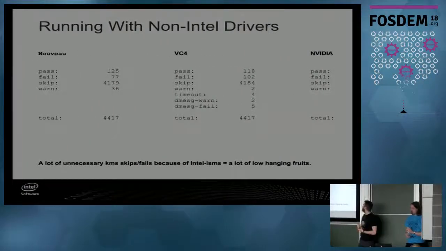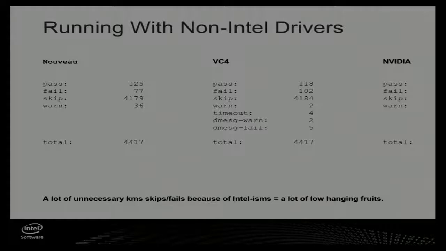So let's see how it looks. Okay, so it was cut off. But I will read that to you. So we tested Nouveau, VC4, and the NVIDIA blob drivers. And as you can see, for Nouveau, we have 125 passes. For VC4, it's 118. And for blob drivers, it's 20.